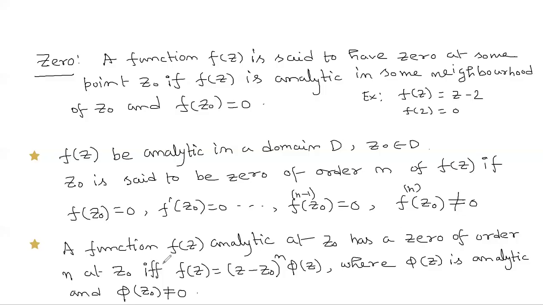Next, we have another theorem to determine the order of zero of an analytic function. It says: let f(z) be analytic at the point z0. It has a zero of order n at z0 if and only if f(z) can be written as (z minus z0) to the power n into phi(z), where the restrictions for phi(z) are that phi(z) is analytic and phi(z0) is not equal to 0. So these are the two important points we have to check over here.